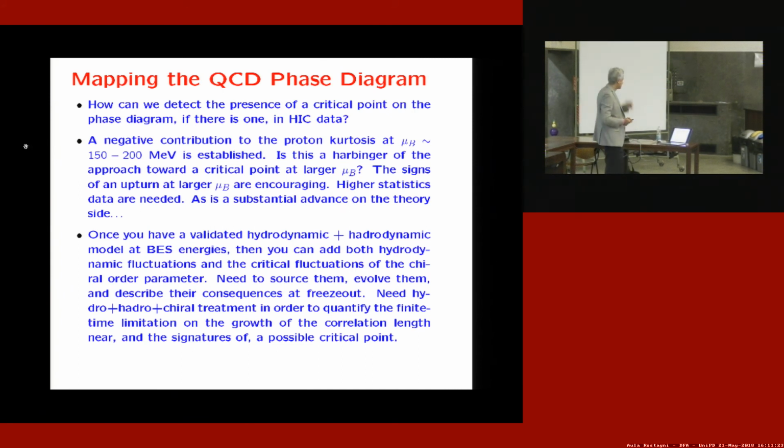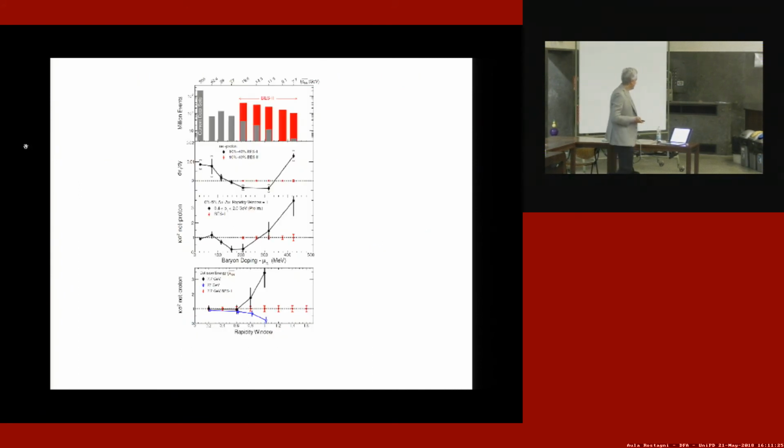But the idea is that the experimentalists are planning in the next 3 years to get 100 times better statistics, and the theorists need to be ready.